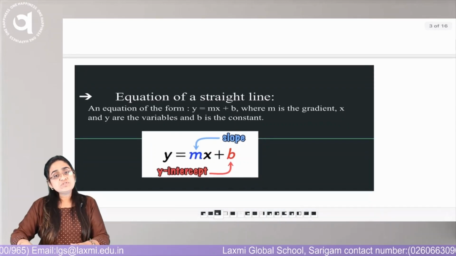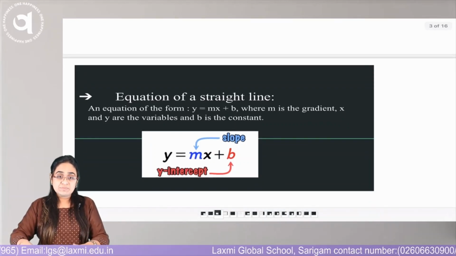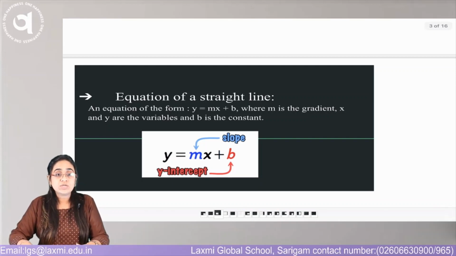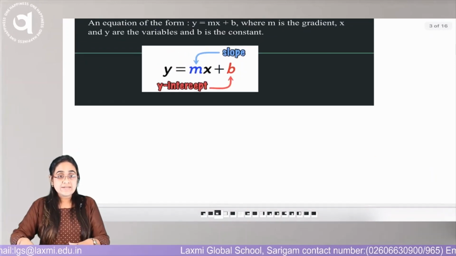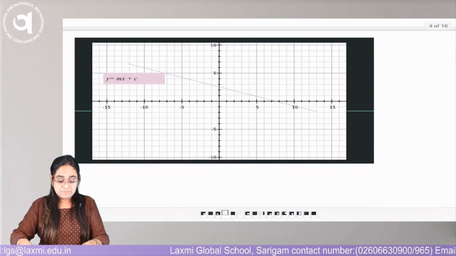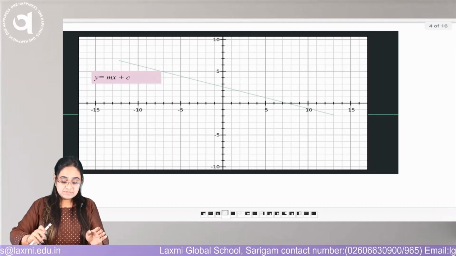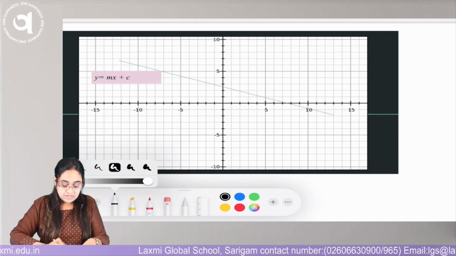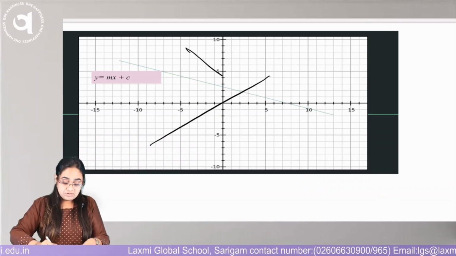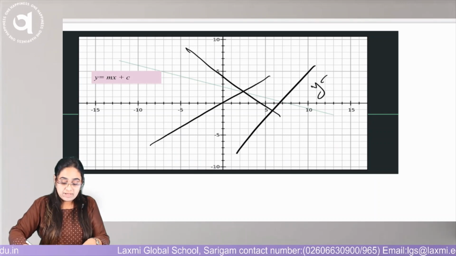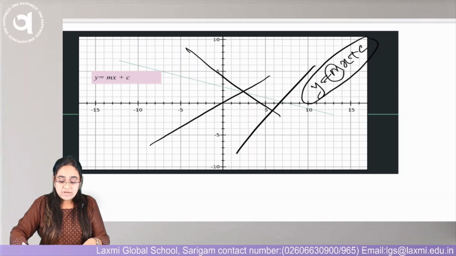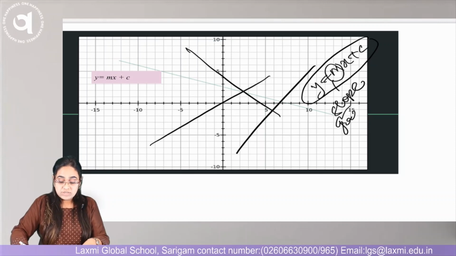Now, equation of a straight line has a general form y is equal to mx plus b, where m is the gradient, your x and y are the variables involved and b is called the constant. We will study what exactly it means by y-intercept in the later section. If you consider a graph somewhat like this, you can plot any line on this graph. Every line on this graph will have an equation of the form y is equal to mx plus c. This is called the general form. Your values for m will be different. Now this m is called the slope of the line. It is also called gradient.